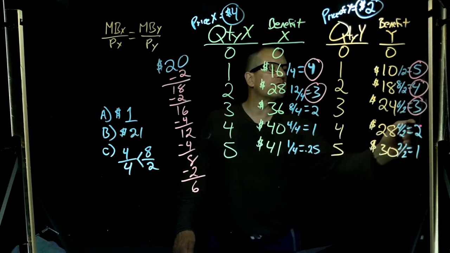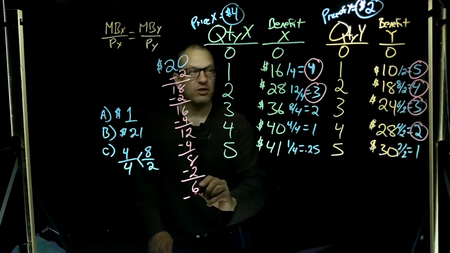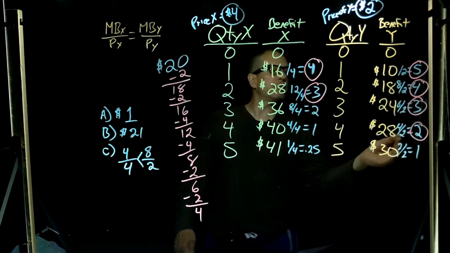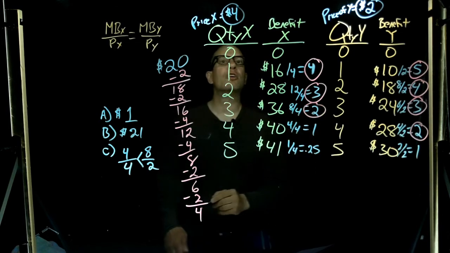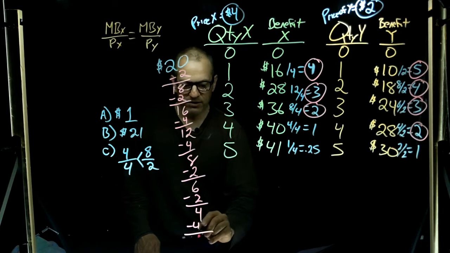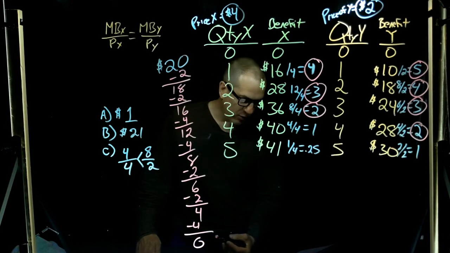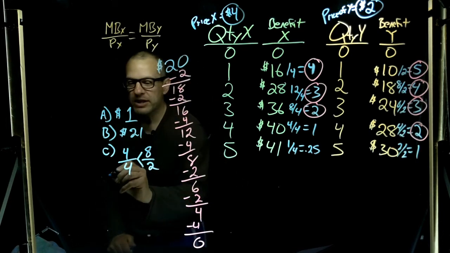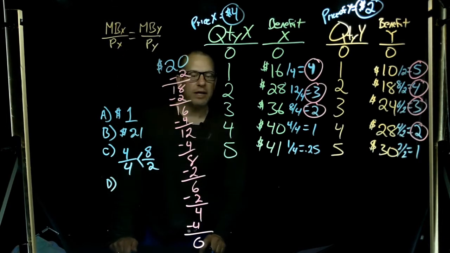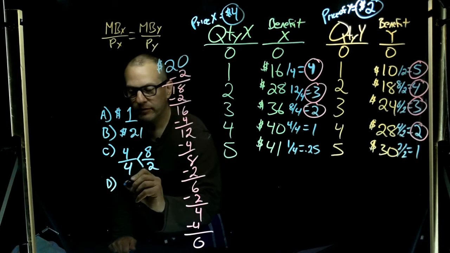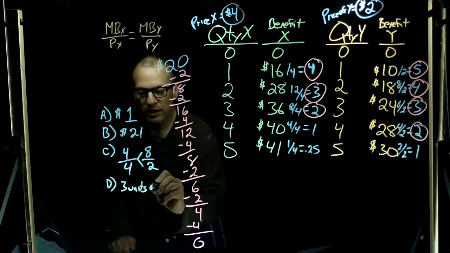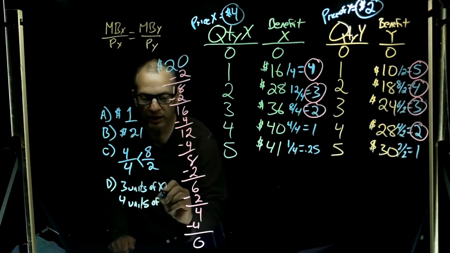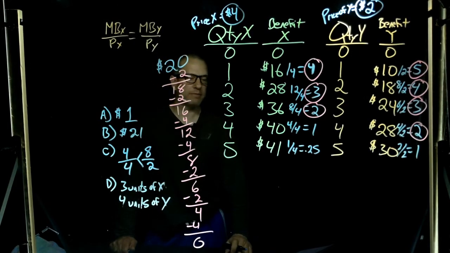The next unit I'm going to purchase is of this one. It's going to cost me $2. So now I have $4 left. And the next biggest amount of satisfaction I get is here, good X there. So that cost me $4. I'm out of money. And it says, what's the optimal combination? Well, the optimal combination for question number D, letter D here, would be 3 units of X and 4 units of Y. All right, and there we go with that one.